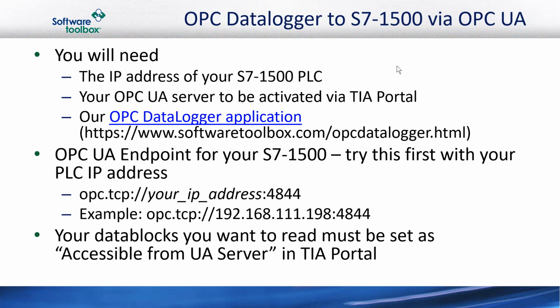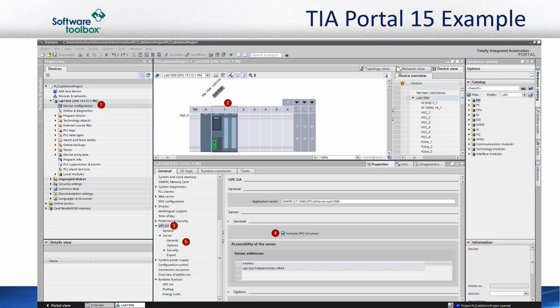The other thing is, in the S7, any data block that you want to read must be set as accessible from the UA server in the TIA Portal software. This is a TIA Portal 15 example, just showing you where you activate the OPC UA server. You go into the PLC device configuration, and you see the CPU is shown here under OPC UA, General. There's a checkbox here for activate the OPC UA server.